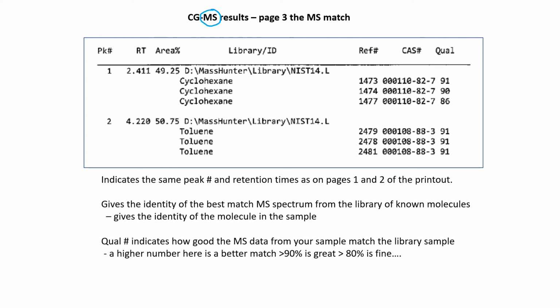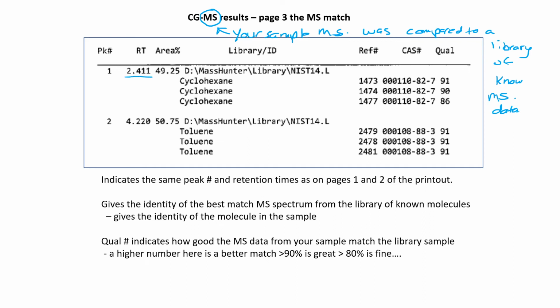So what that's telling me is your sample mass spec was compared to a library of known MS data. By doing the comparison, it's able to tell me, okay, you had 2 peaks.